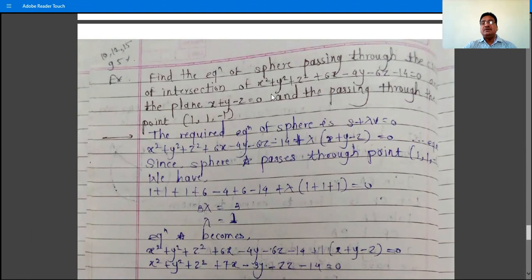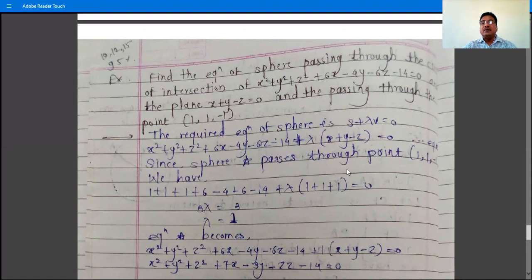What is S? S means the left side of the equation of the sphere, that is x square plus y square plus z square plus 6x minus 4y minus 6z minus 14, plus lambda times V. V means the equation of the plane, x plus y minus z is equal to 0. So this is the equation of the sphere passing through the circle of intersection of the sphere and plane. Now we have to find the value of lambda. So use the given condition that this sphere, call it star, passes through the point 1, 1 and minus 1.